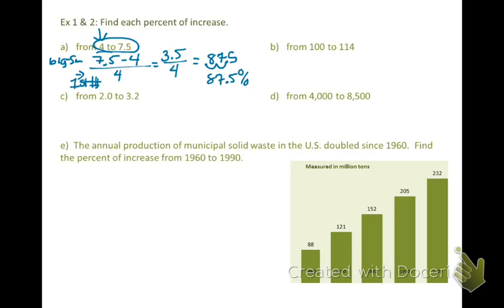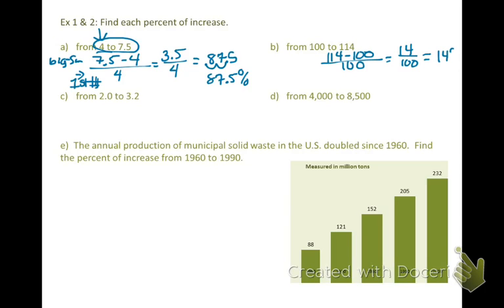So for B, what am I going to do here? I'm going to subtract what? 114 minus 100 over what? Over 100. Equals 14. So 14 over 100. Amazingly, it's over 100 already, so it should tell you already the percentage. It's going to be 14%.